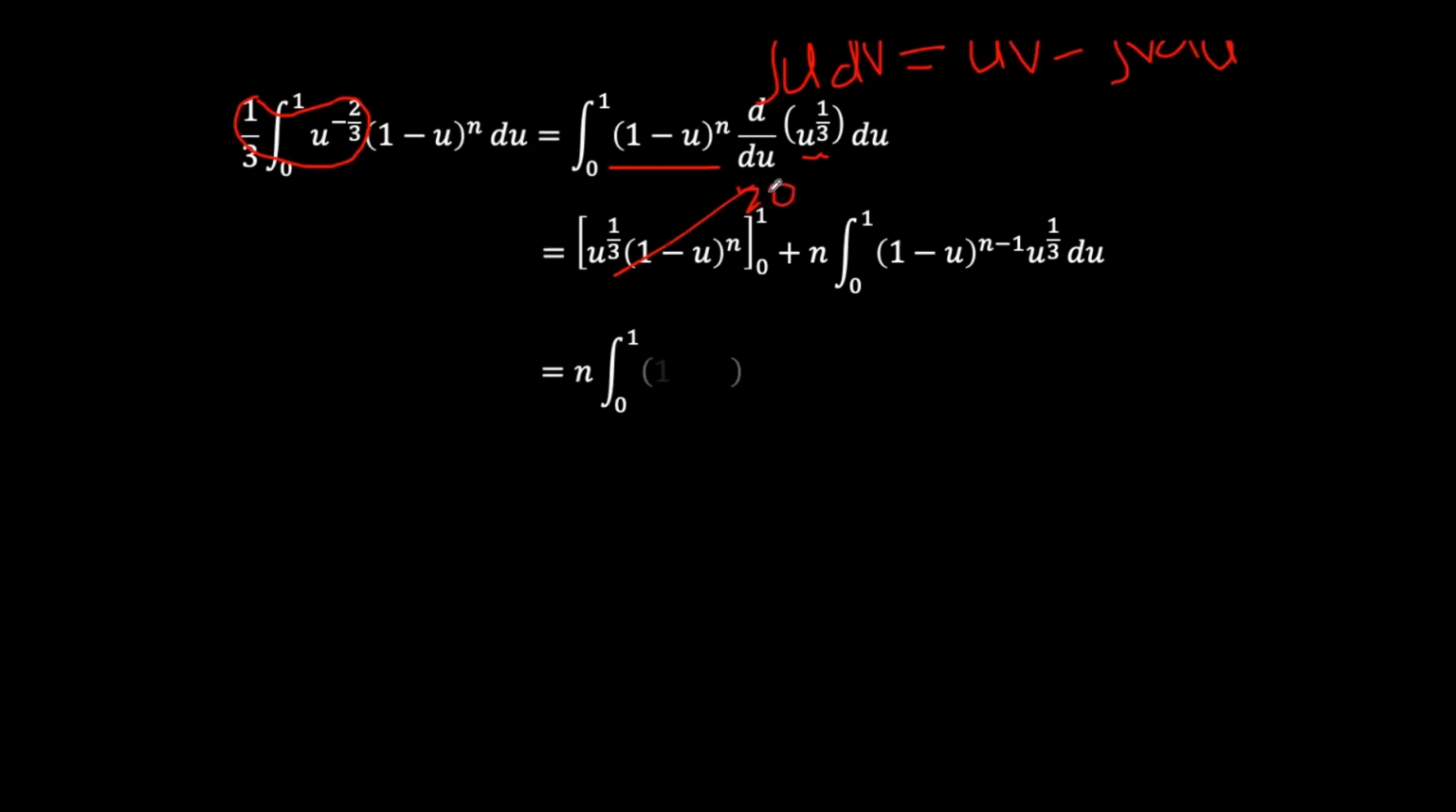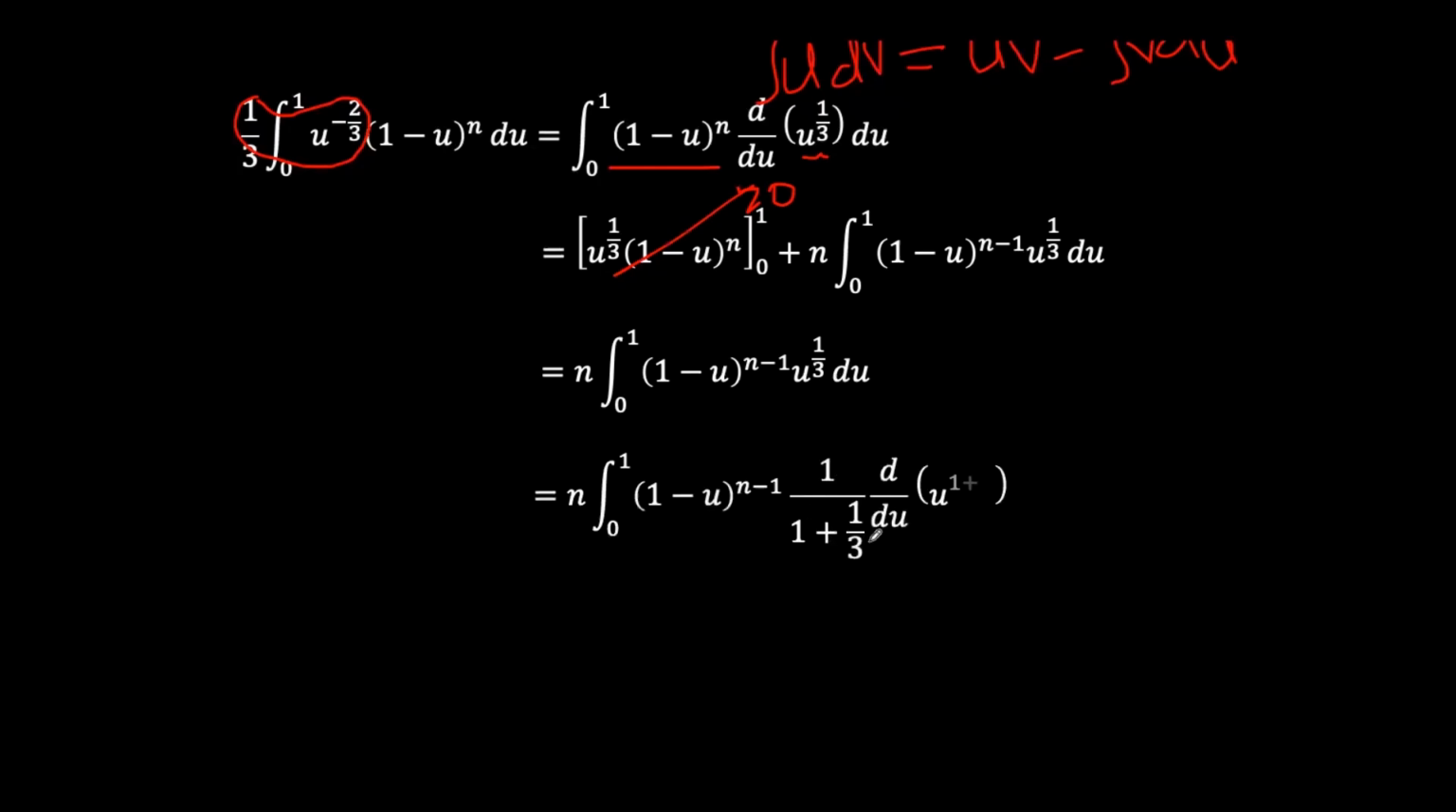And so the effective integral, this integral here, is the same as n times the integral from u equals 0 to u equals 1 of (1 minus u) to the power n minus 1 times u to the power 1 over 3. We go to the same thing now. u to the power 1 over 3 is the same as 1 over (1 plus 1 over 3) times the derivative of u to the power (1 plus 1 over 3), right? And so we can now pull this constant out. So we have n over (1 plus 1 over 3) times the integral from u equals 0 to 1 of (1 minus u) to the power n minus 1 times the derivative of u to the power (1 plus 1 over 3).